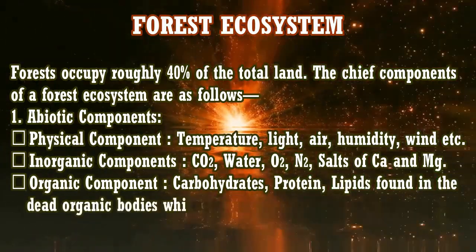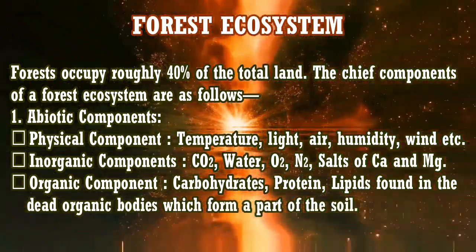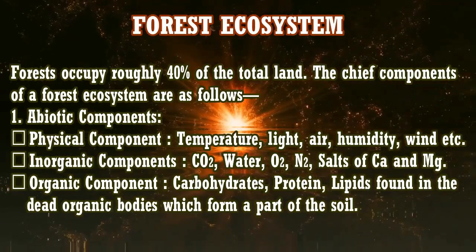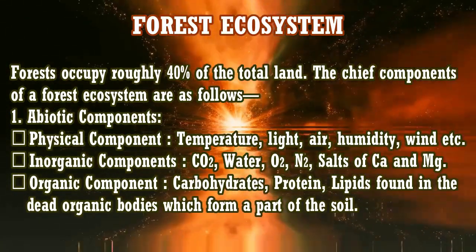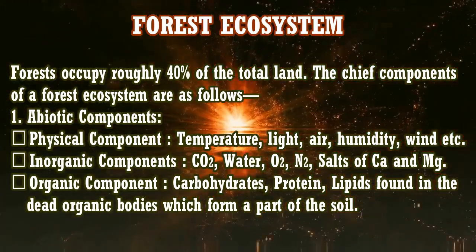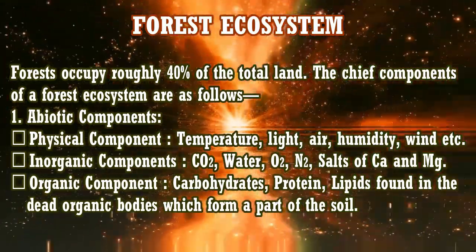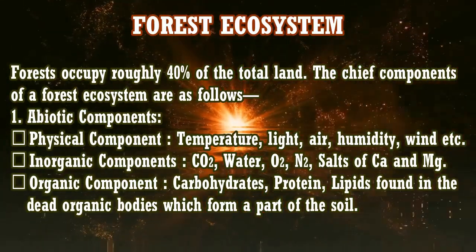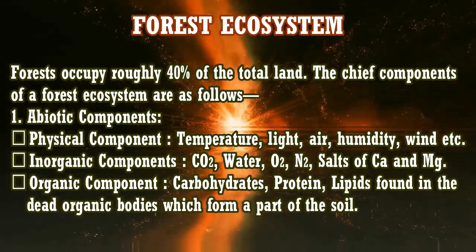Now we need to see what type of abiotic substances or abiotic components are present inside a forest. What are these abiotic components? As we already know, abiotic components are the components which do not have life, which are basically non-living things. This particular abiotic component is further subdivided into 3 categories, that also we know. One is physical, another is inorganic, and the third one is organic.